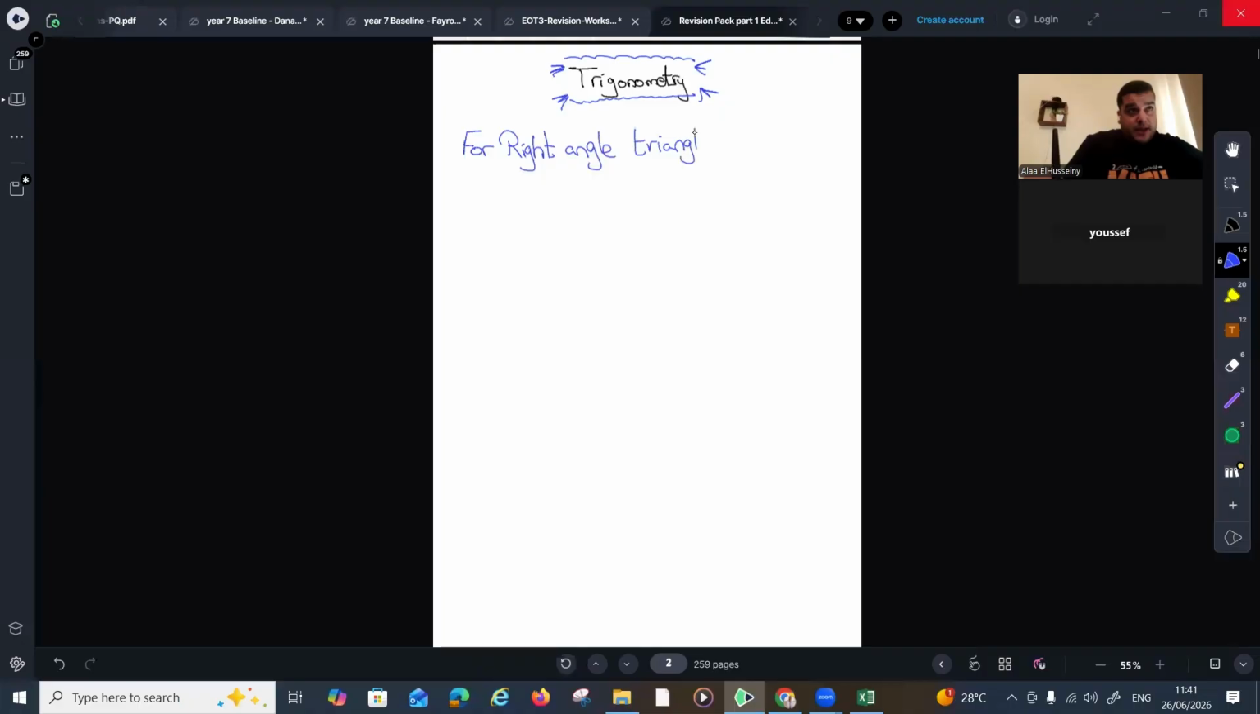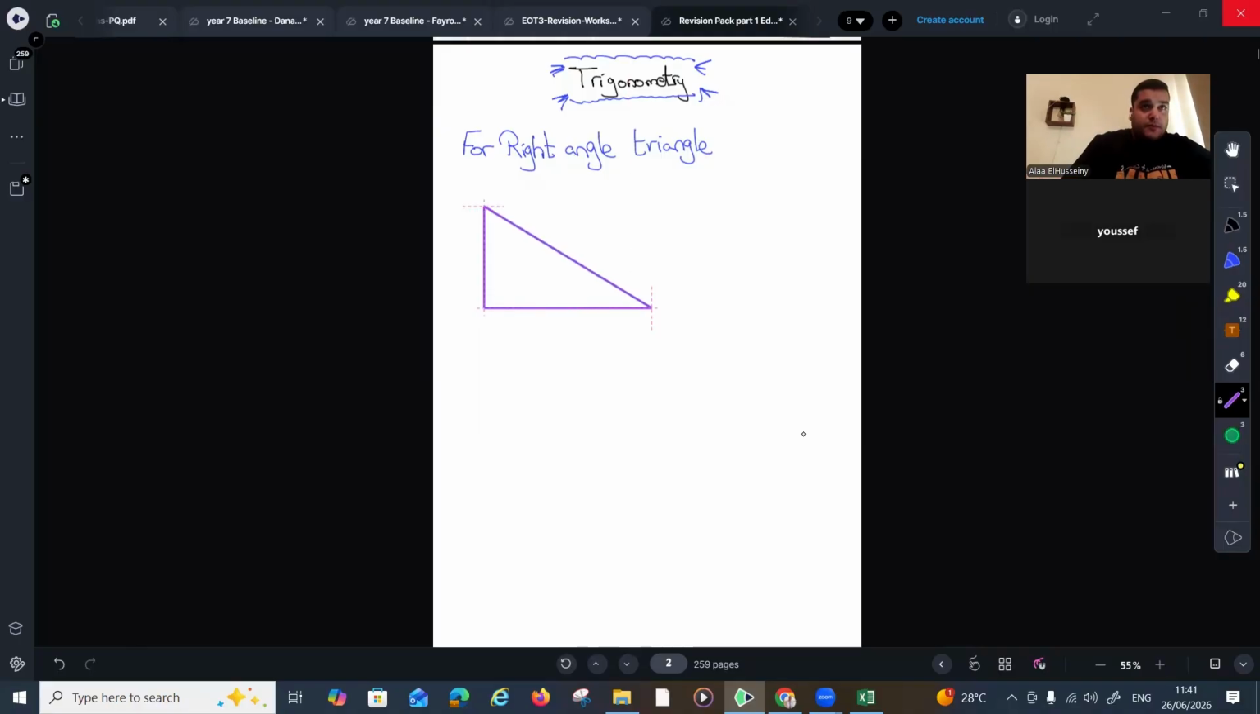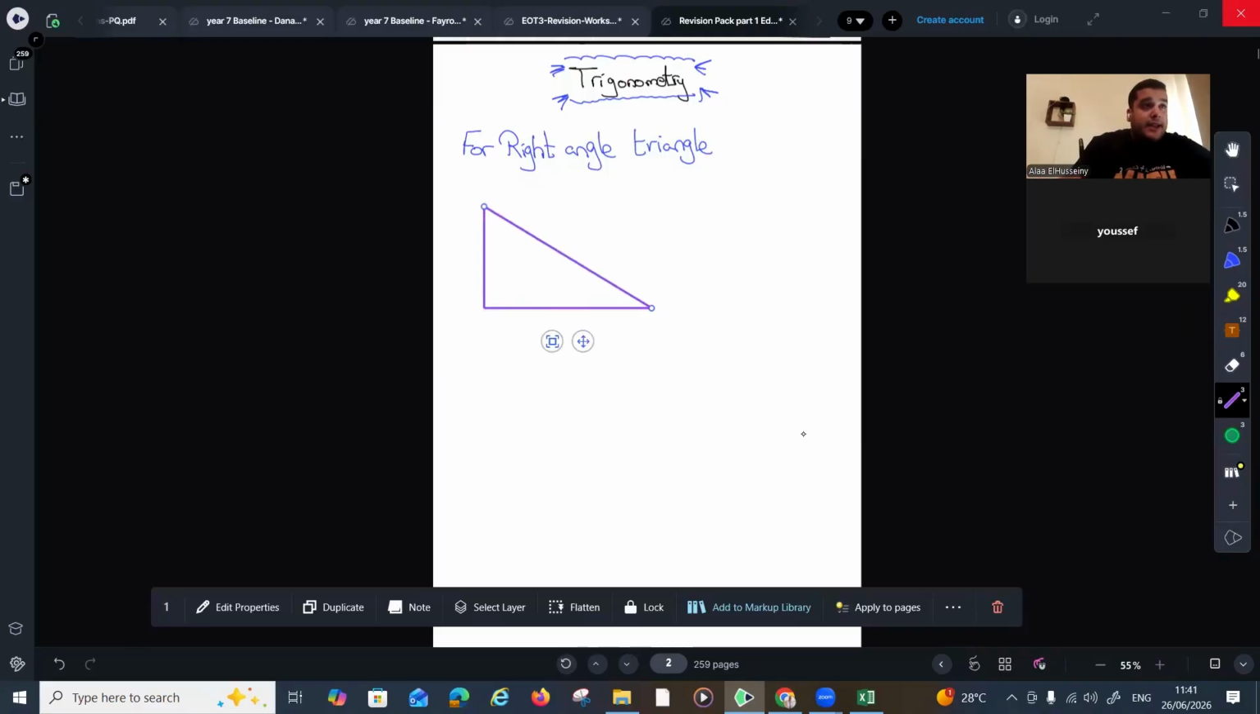The first thing is the rule of Pythagoras, okay? If we have a right angle triangle, A, B, and C. If we have A and B, two sides, we call the hypotenuse C. That's the hypotenuse, the longest side in the right angle triangle. So A squared plus B squared equals C squared, okay?